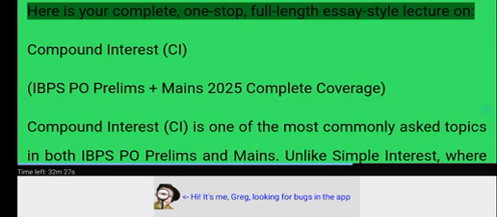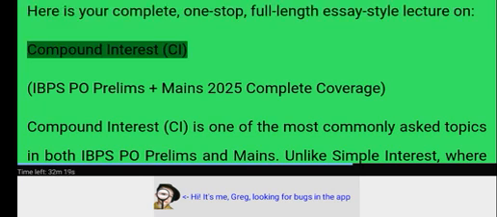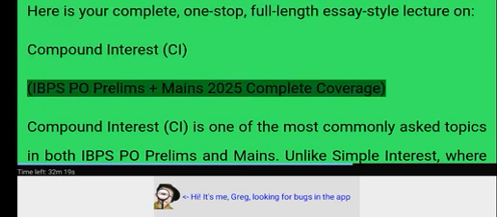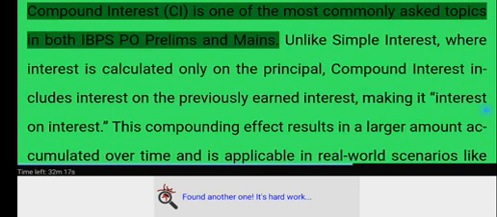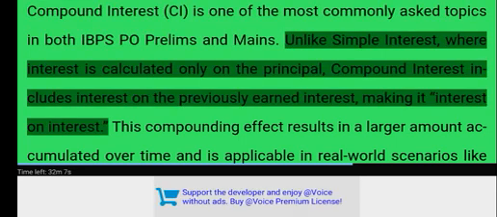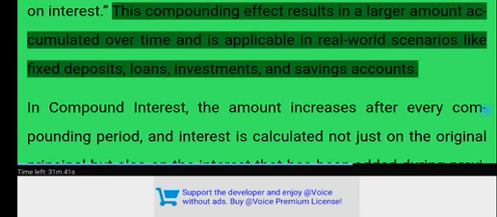Here is your complete, one-stop, full-length essay-style lecture on compound interest, CI. IBPS PO Prelims plus Mains 2025 complete coverage. Compound interest is one of the most commonly asked topics in both IBPS PO Prelims and Mains. Unlike simple interest, where interest is calculated only on the principal, compound interest includes interest on the previously earned interest, making it interest on interest. This compounding effect results in a larger amount accumulated over time and is applicable in real-world scenarios like fixed deposits, loans, investments, and savings accounts.